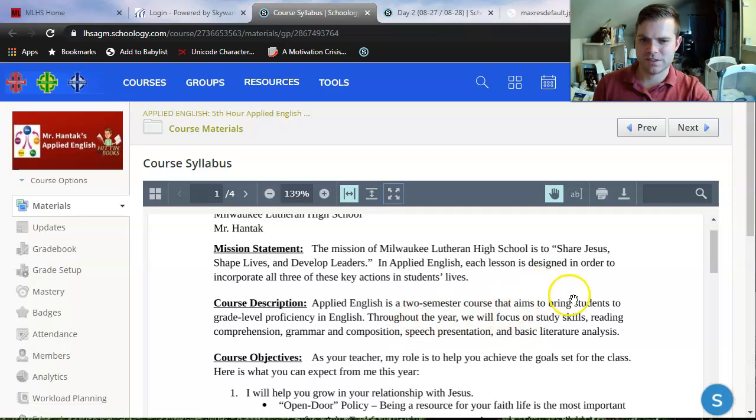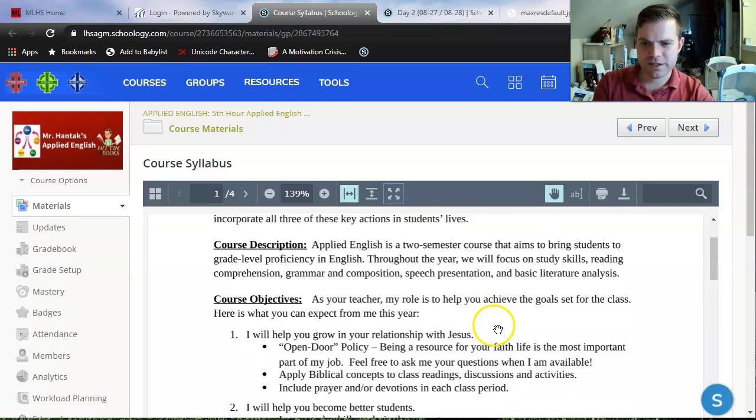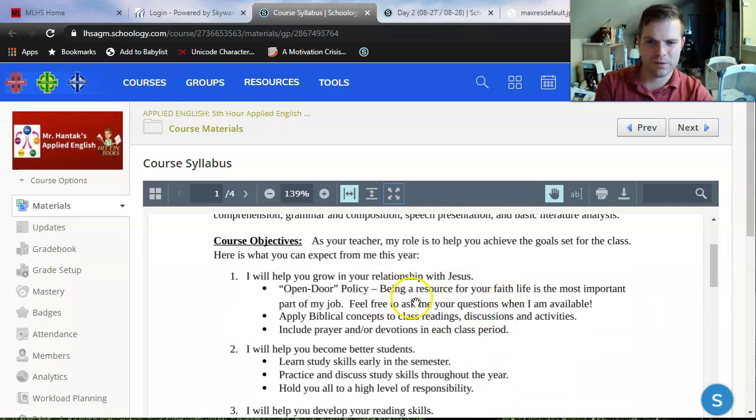So it's a mix of study skills, as we're going to start next week. Reading comprehension, so reading skills. Grammar and composition, so our writing skills largely. Speech presentation, speaking and listening skills. And basic literature analysis, so going a little bit deeper than comprehension. How do we understand characters and setting and themes and symbolism and those kinds of things inside of fiction and poetry. Course objectives, I'm not going to walk through all of these bullet points because that would take forever.